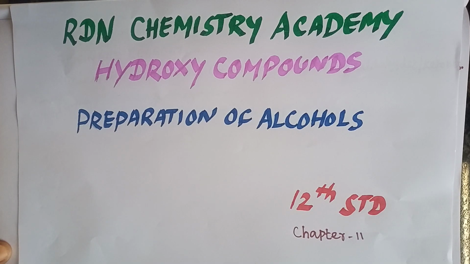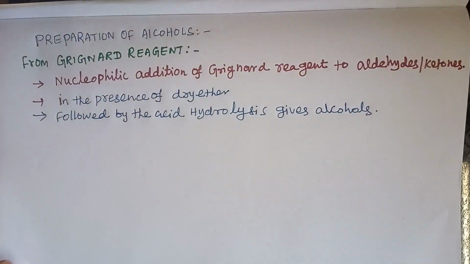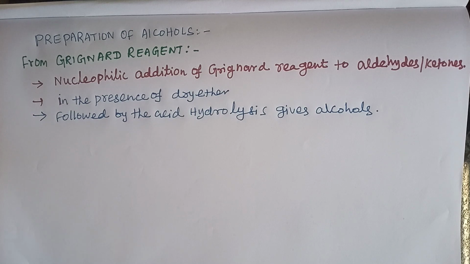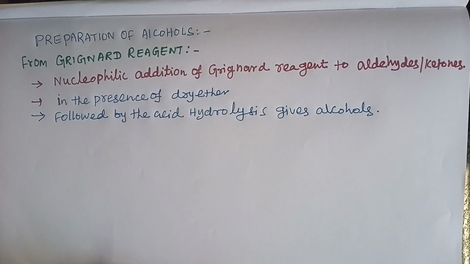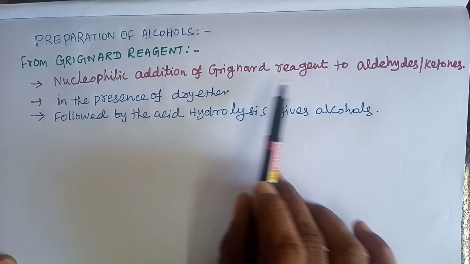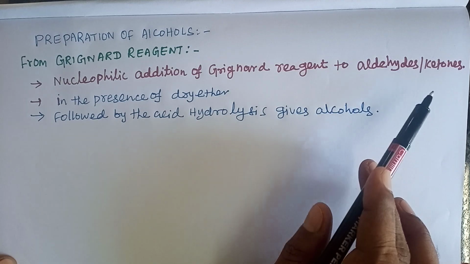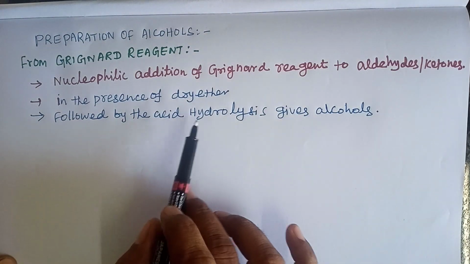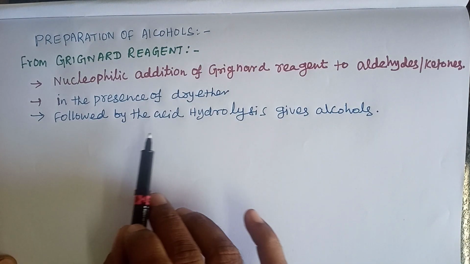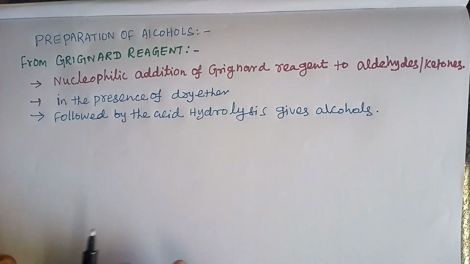Good morning, guys. Today we are going to discuss the preparation of alcohols, the preparation of alcohol from Grignard reagents. We can prepare alcohol from Grignard reagents. Here, the nucleophilic addition of Grignard reagent to aldehydes and ketones in the presence of dry ether, followed by acid hydrolysis, gives alcohols.